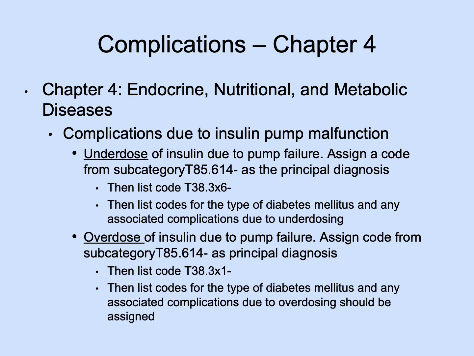assign a code from subcategory T85.614 as the principal diagnosis, then T38.3x6, then code for the type of diabetes and associated complications due to underdosing. If it's an overdosing because the pump failed, assign a code from T85.614 as principal diagnosis, then T38.3x1, then type of diabetes, any associated complications. So that's pretty straightforward.